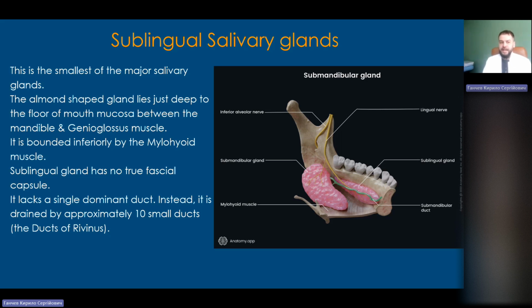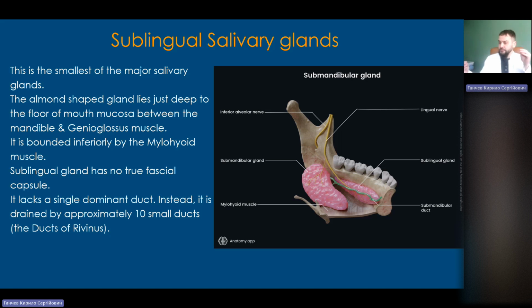And the sublingual gland has no true fascial capsule. It's very important information. When you're removing the salivary glands, you have to remove the capsule too. And if you leave some parts of the gland, that could be a huge problem because those salivary gland tissues, I mean mucous tissues, continue to produce the secretion, and there is no duct, okay?